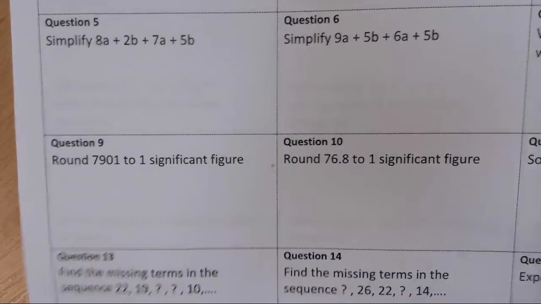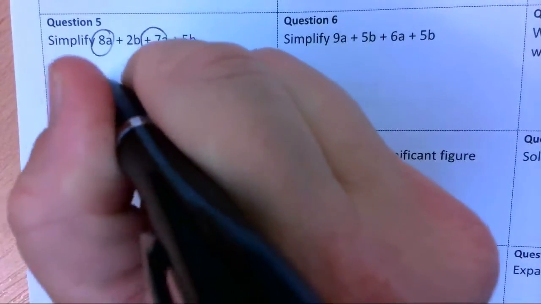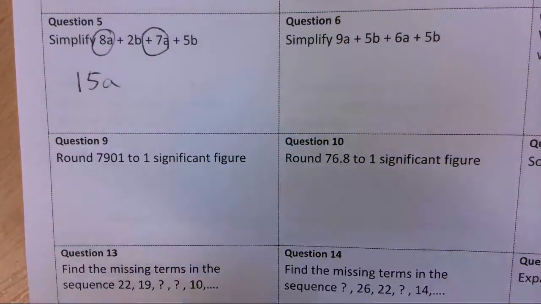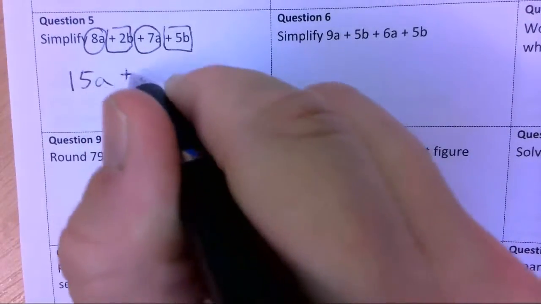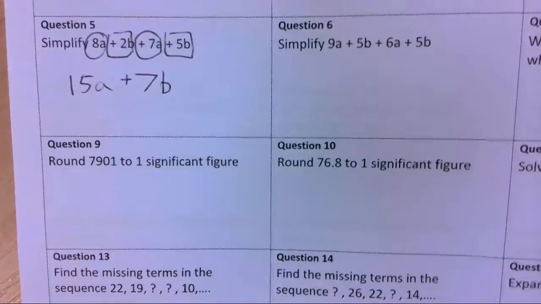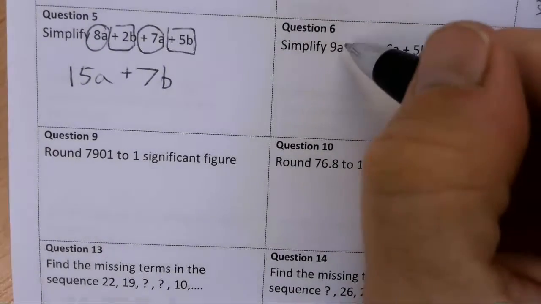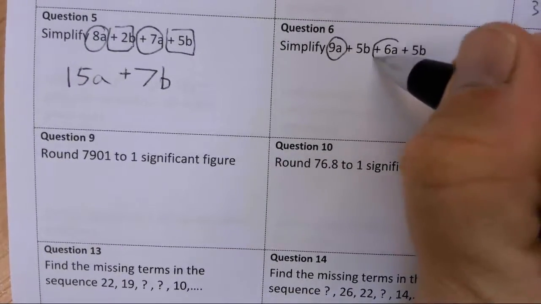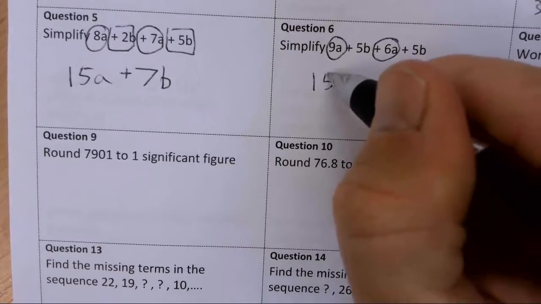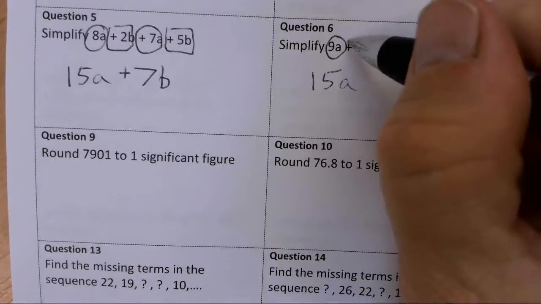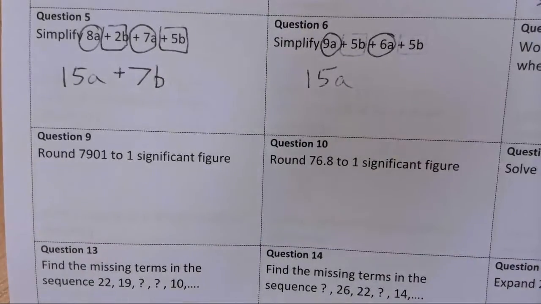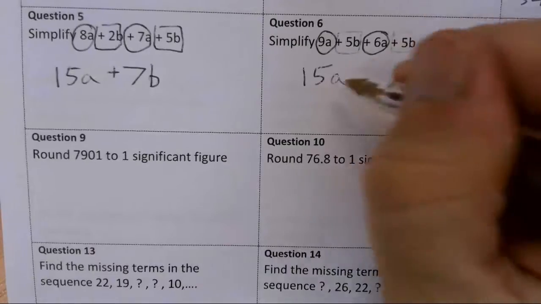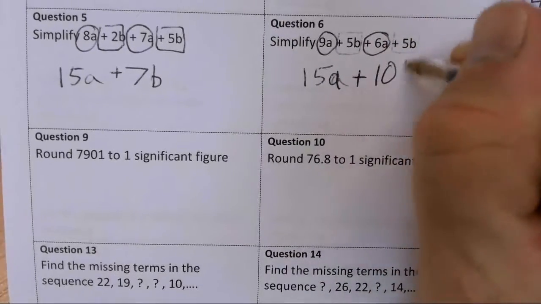Question 5. I've got 5a, add another 7a, it's going to give me 15a. I've got 2b, add another 5b, is going to give me 7b. Question 6, I've got 9a, add another 6a, gives me, again, 15a. And I've got 5b plus another 5b is going to give me, just going to change pens, 10b.